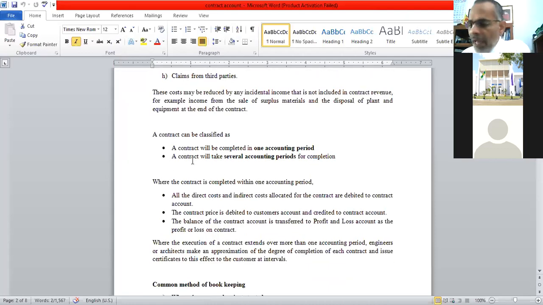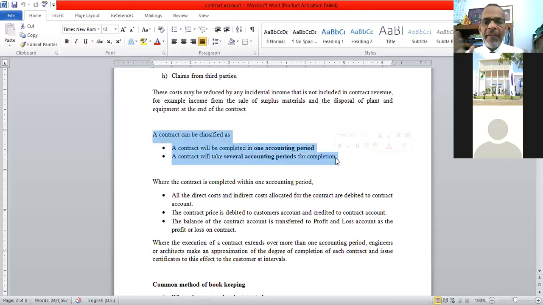Up to now, I have explained the contract. You got the meaning of the contract, what expenditure will be incurred, and where we have to record all the expenditure. That is finished. Now, look: contracts may be classified into two types.